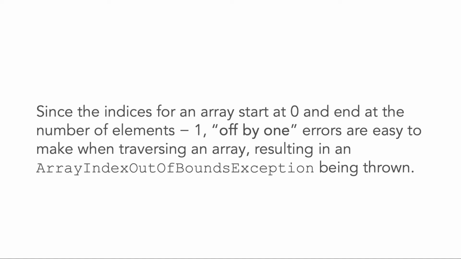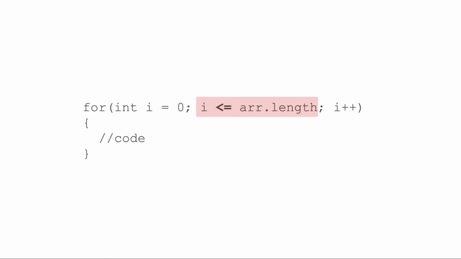Some common mistakes. Since the indices for an array start at 0 and end at the number of elements minus 1, off by 1 errors are easy to make when traversing an array. These result in an array index out of bounds exception being thrown. A common error that will result in an index out of bounds is to include the array.length as part of the index.